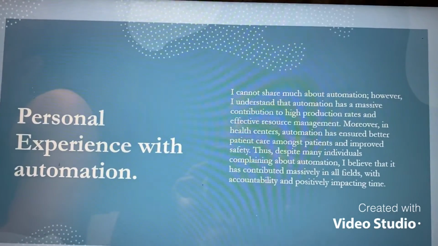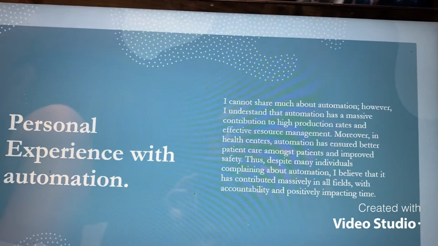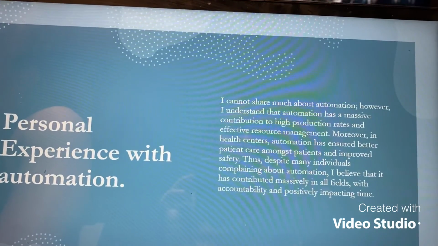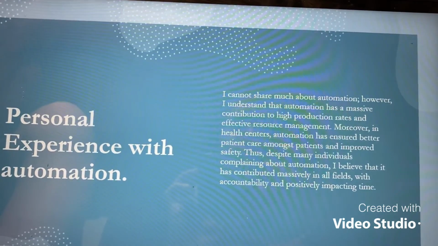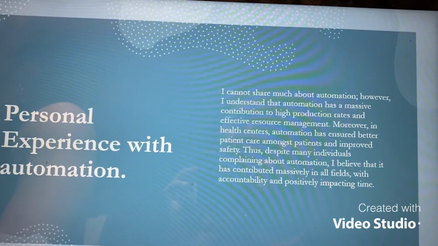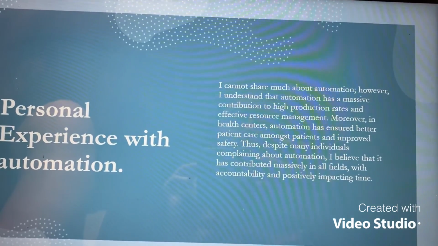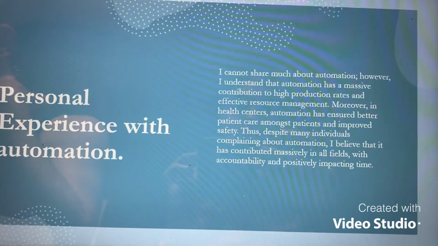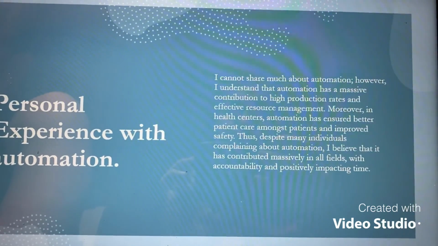I cannot share much about automation. However, I understand that automation has a massive contribution to high production rates and effective resource management. Moreover, in health centers, automation has ensured better patient care and improved safety. Despite many individuals complaining about automation, I believe that it has contributed massively in all fields, with accountability and positivity impacting time.